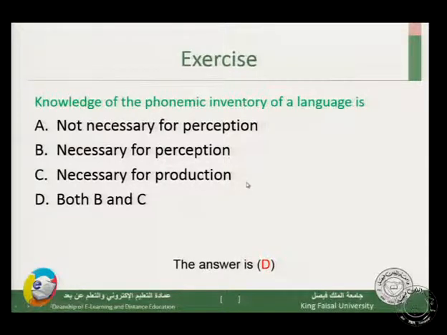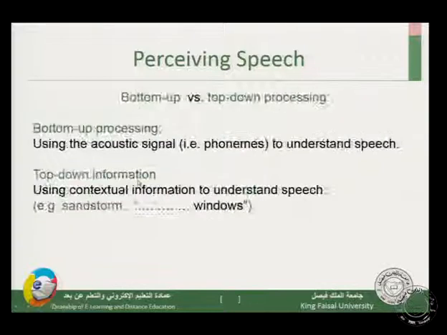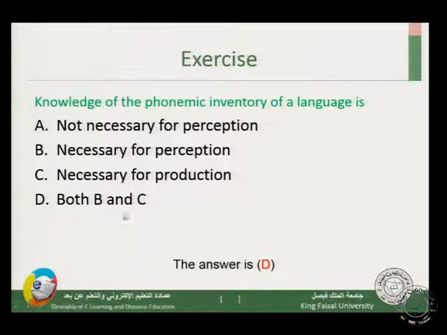Because knowing the phonemic inventory of a language is of course helpful in the production. If you go back to the previous lecture, you are going to see that knowing the phonemic inventory is necessary for production. And of course, as we have seen in today's lecture, the phonemic inventory is necessary for perception. So we can conclude that both perception and production make use of your knowledge of the phonemic inventory. Thanks very much for listening, and see you in the next lecture.